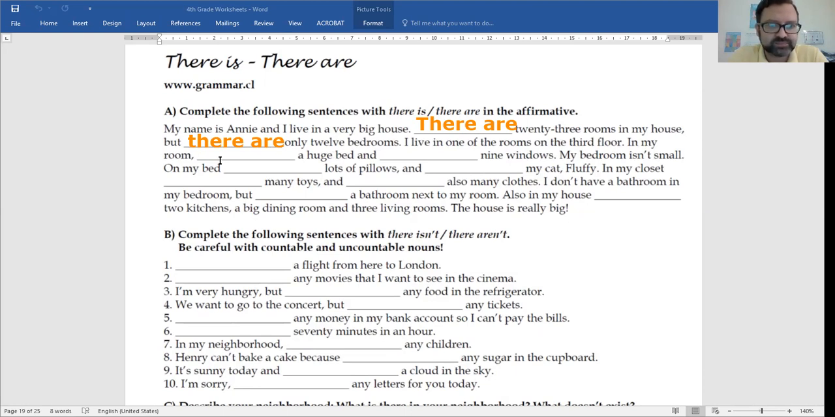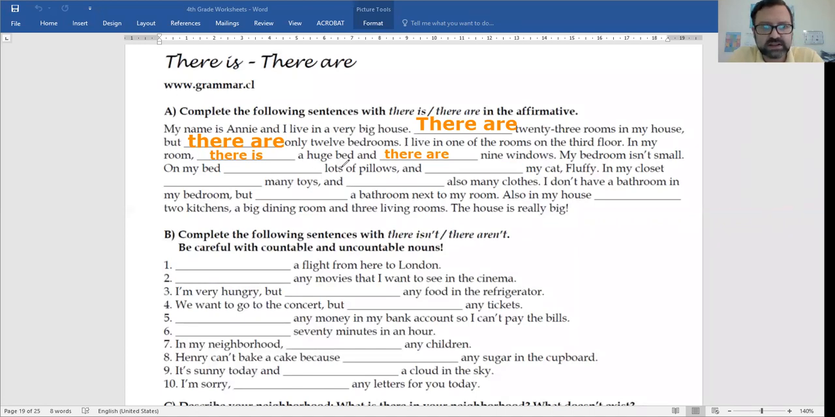In my room, blank a huge bed. All right, so we have one bed here. We should have, and let me get this text a bit smaller so I can fit it in here, there is a huge bed and there are nine windows. My bedroom isn't small. On my bed, blank lots of pillows.